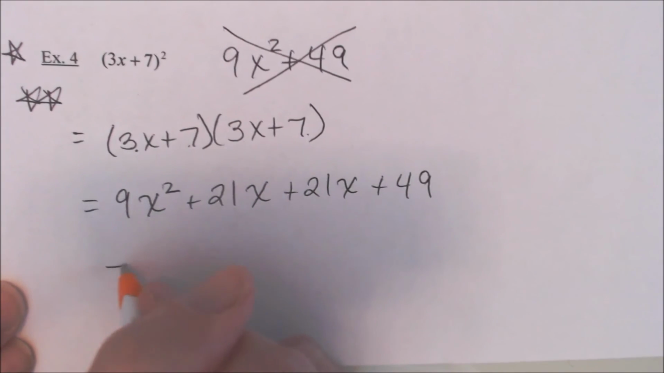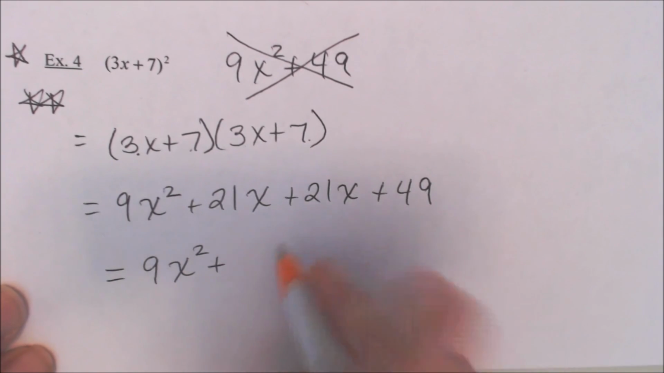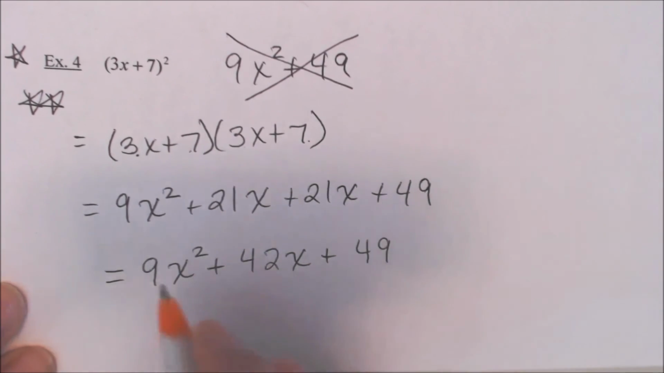Now at the end, you have like terms. So let's go ahead and combine those. We have 9x squared plus 21x and 21x is 42x plus 49 at the very end.